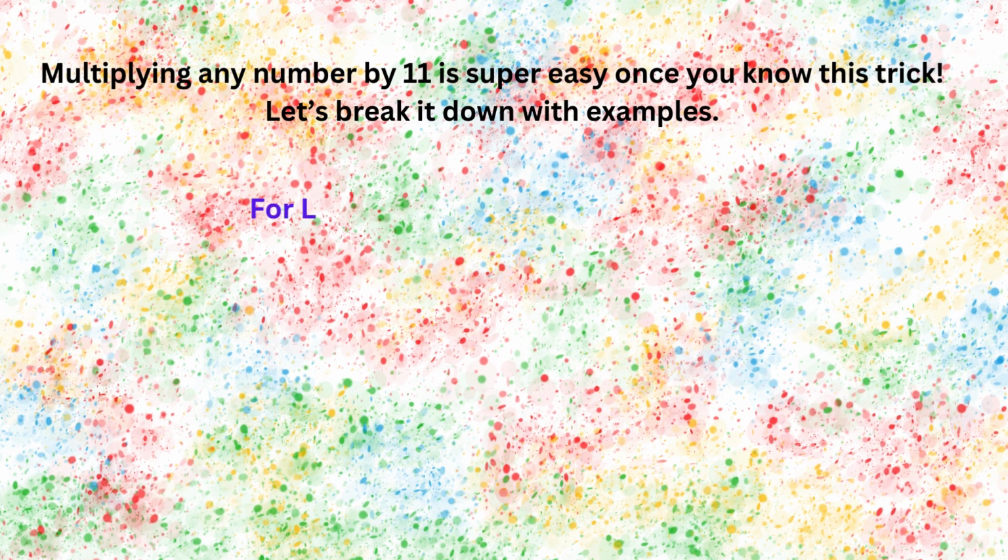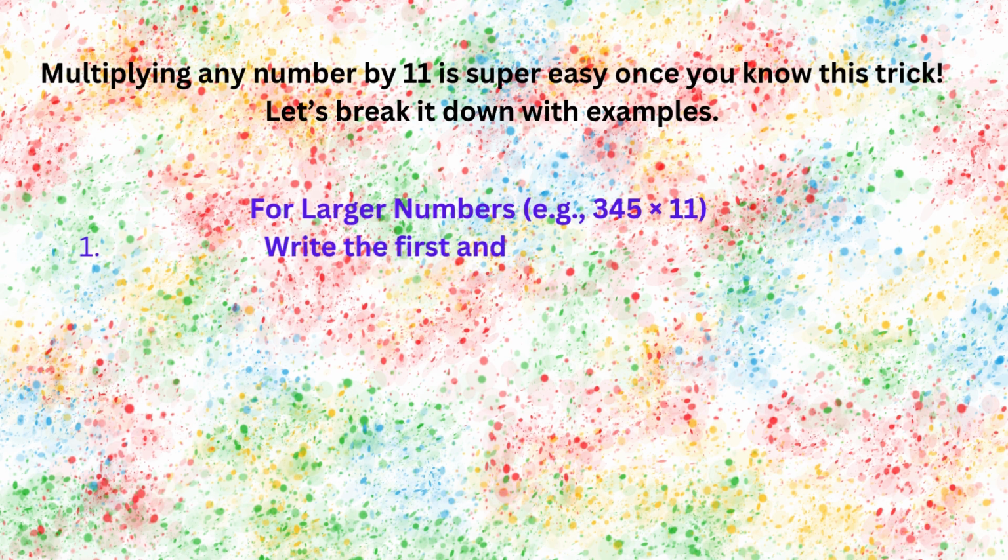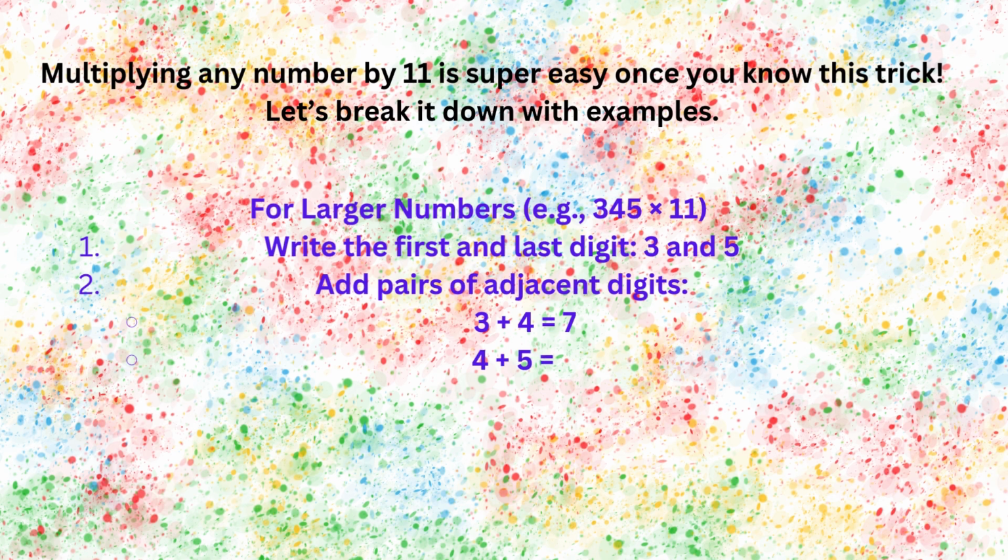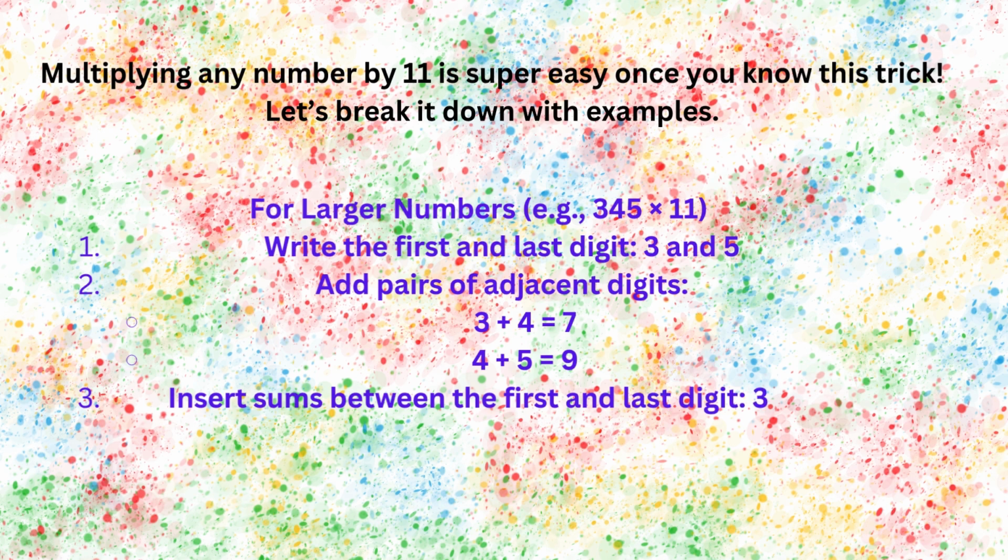For larger numbers, e.g., 345 times 11. Write the first and last digit: 3 and 5. Add pairs of adjacent digits: 3 plus 4 equals 7, 4 plus 5 equals 9. Insert sums between the first and last digit: 3795. So 345 times 11 equals 3,795.